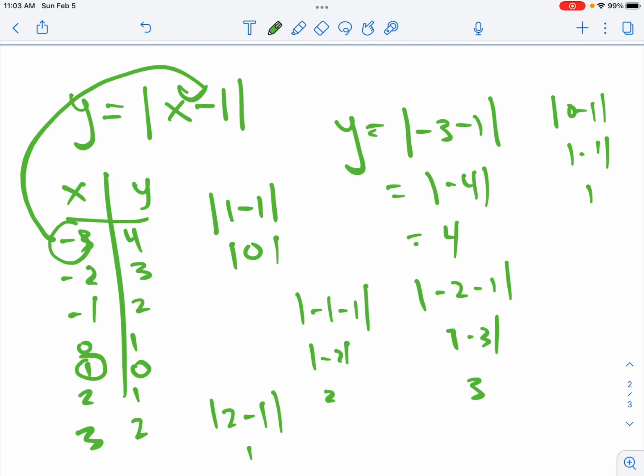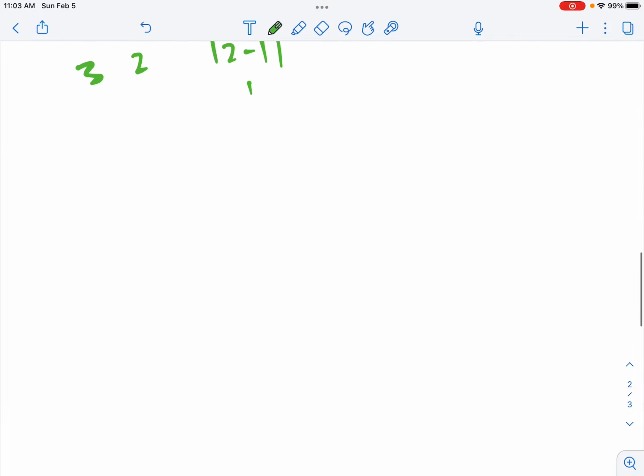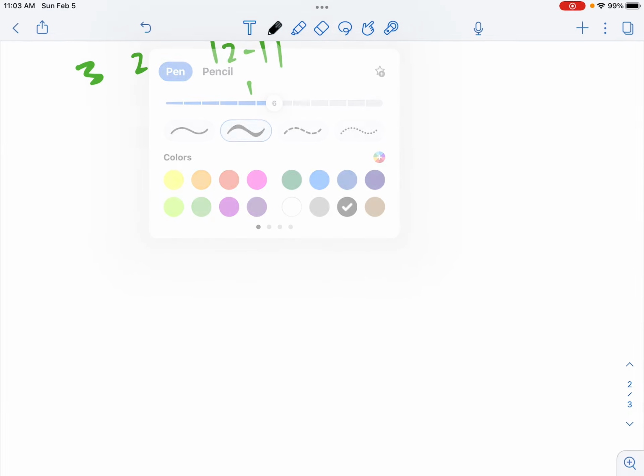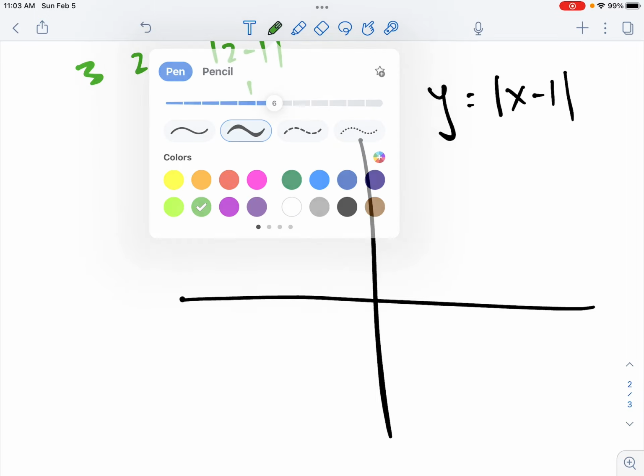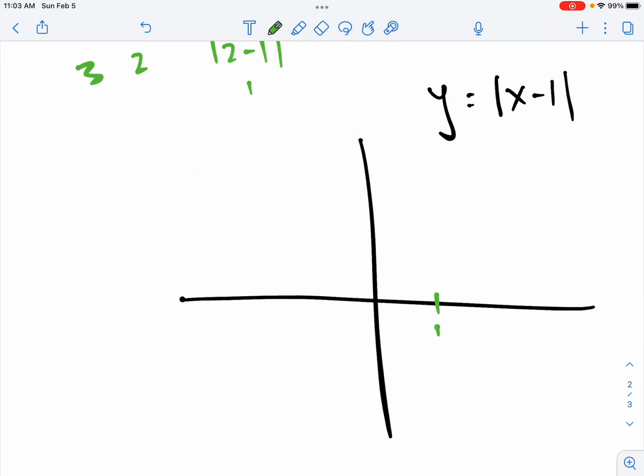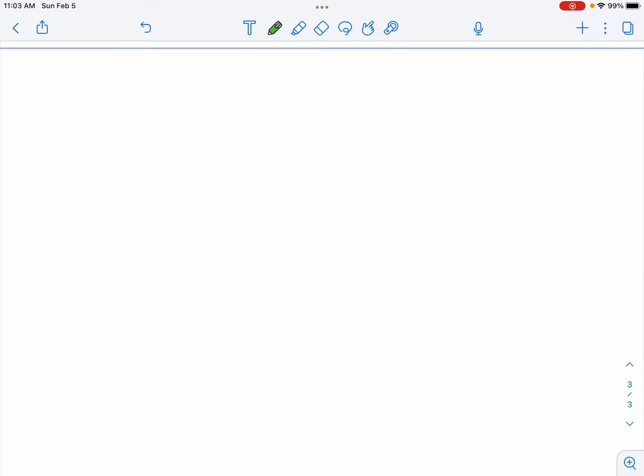So what this does, and let me clear off some space down here, what this does is if I draw this, it's y equals absolute value of x minus 1. This shifted the whole thing to the right by 1. And so now you have that kind of graph. Okay, so what we've done so far is we've shifted it up and down. We can shift it left and right. And we can also make it steeper or less steep.